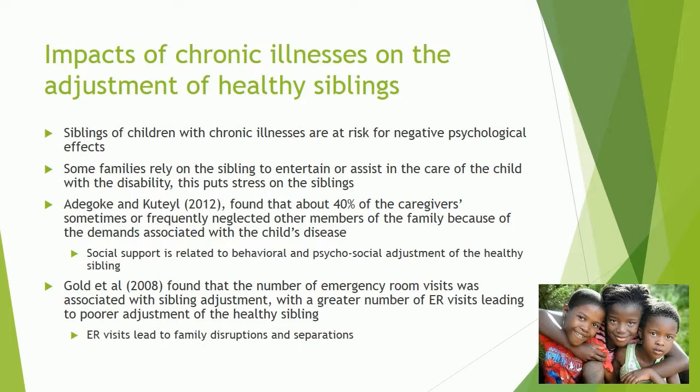A study conducted by Gold et al. found that the number of emergency room visits was associated with sibling adjustment, with a greater number of ER visits leading to poor adjustment of the healthy sibling. ER visits can lead to family disruptions and separations resulting in sibling distress.